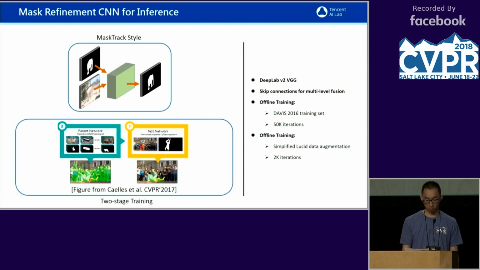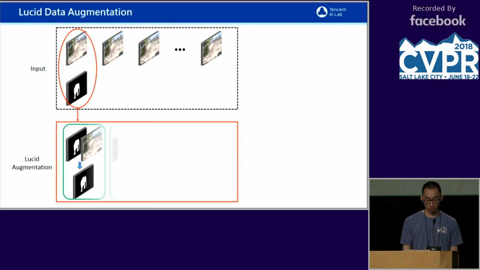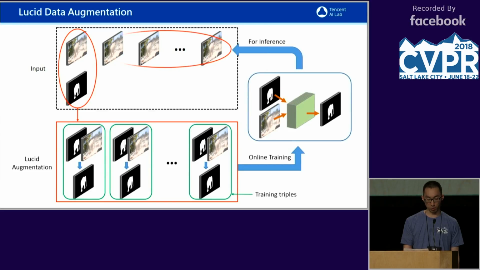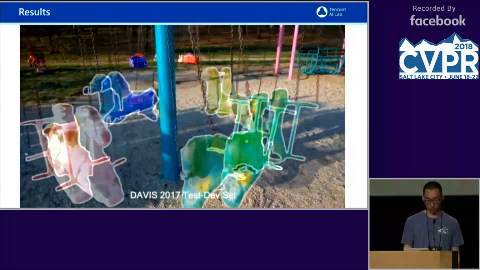Lucid data augmentation is also employed during the training of the CNN, where the training triples are generated using the given mask of the first frame of a video. We achieve state-of-the-art results on several challenging benchmarks. Finally, I will show some visual results of our algorithm here.